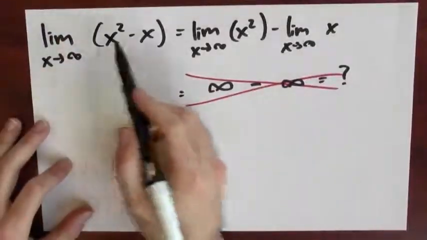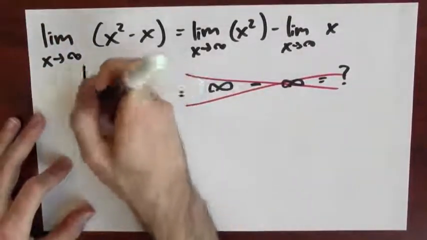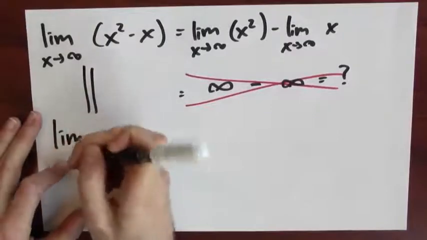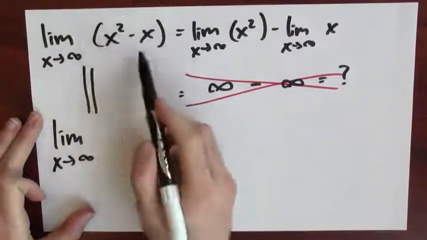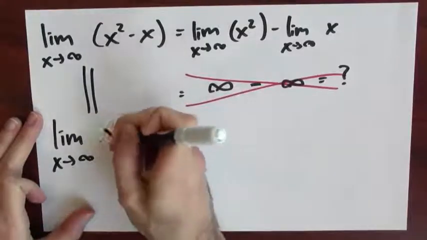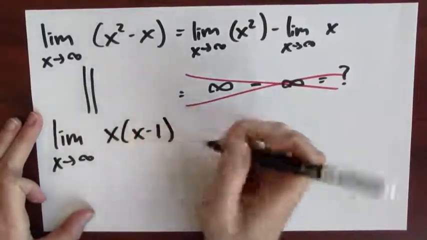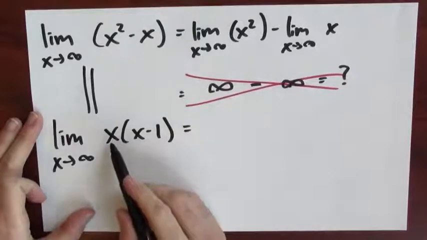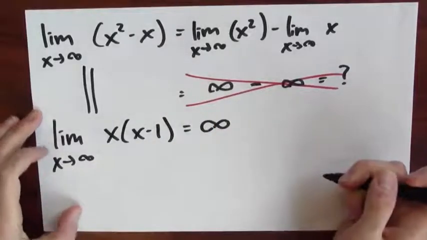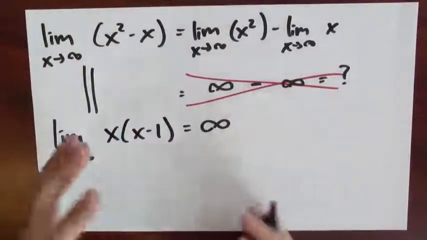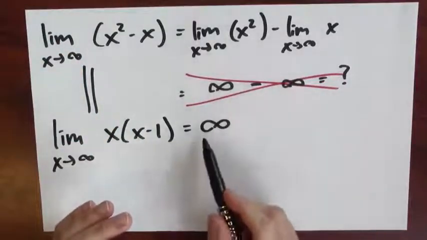Instead, if I wanted to know the limit of x squared minus x as x approaches infinity, I could rewrite this limit as the limit as x goes to infinity of, what's another way of writing x squared minus x? Could write it as x times x minus 1. And we saw just a minute ago that the limit of x times x minus 1 as x approaches infinity is equal to infinity. So in this case, it seems that infinity minus infinity is infinity. On the other hand, infinity minus infinity could be 17.